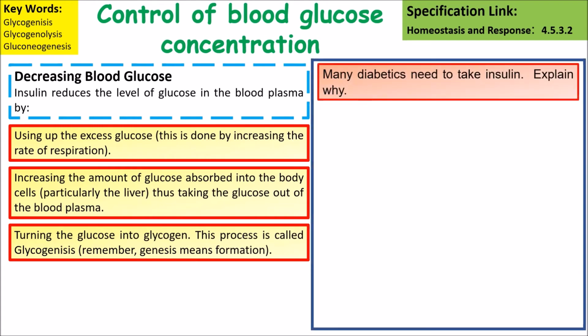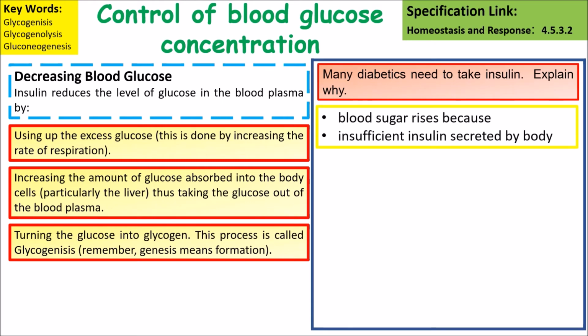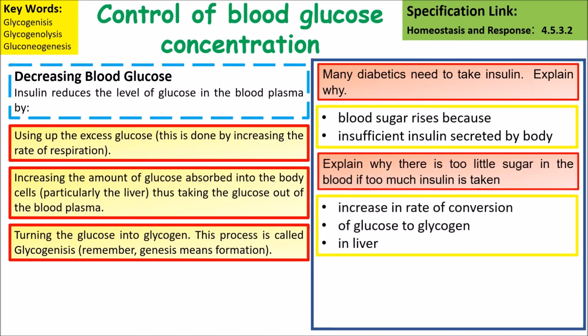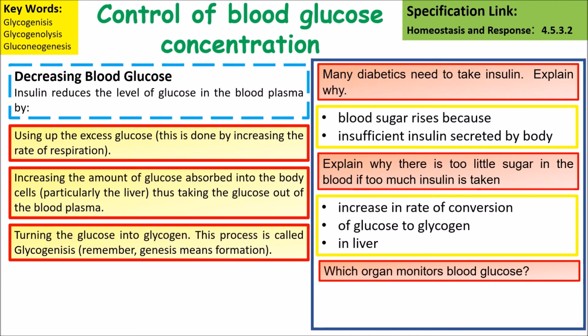So many diabetics need to take insulin. Explain why. Right, this is because diabetics often can't make their own insulin. So blood sugar rises because insufficient insulin is secreted by the body, which would cause major health problems if they didn't take the insulin. So explain why there is too little sugar in the blood if too much insulin is taken. That's because it would increase the rate of conversion of glucose into glycogen in the liver. And which organ monitors glucose? It is the pancreas.